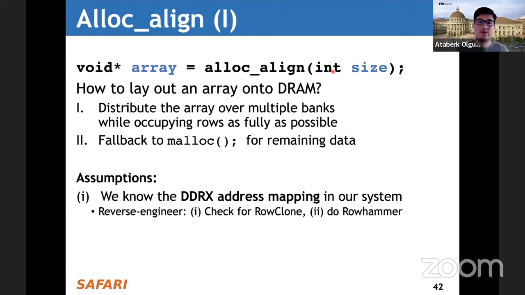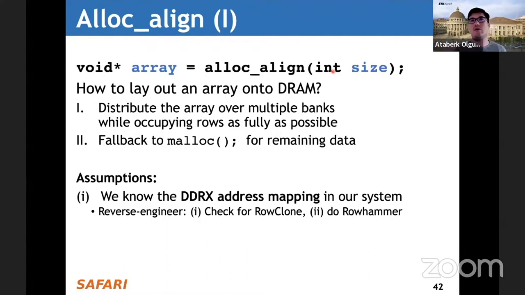And again, reiterating on the assumptions we make here: we know the DDR address mapping, the DRAM address mapping in our system, which means that we know which bits in the physical address map to which bits in the DRAM row, bank, column addresses. And fortunately, we can reverse engineer this by checking for row clone operations. So if we have two physical addresses, we can check if a row clone operation between them succeeds, and then we deduce that they are in the same subarray physically. This will help us decode the address scheme to some extent.